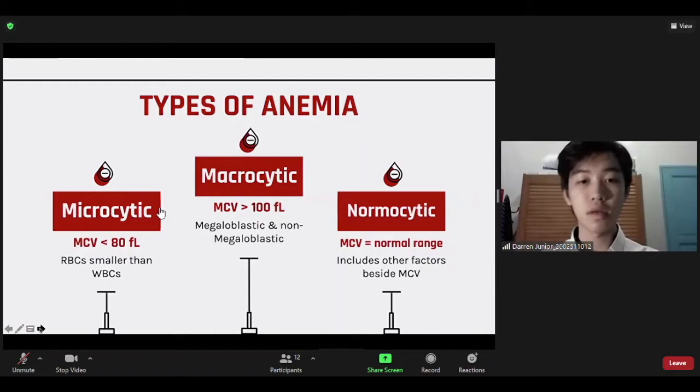However, a normal value of MCV doesn't always indicate disease-free conditions. The patient might still be suffering from normocytic anemia, where the value of MCV is normal but has low hemoglobin and hematocrit.